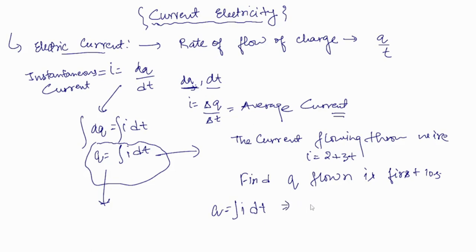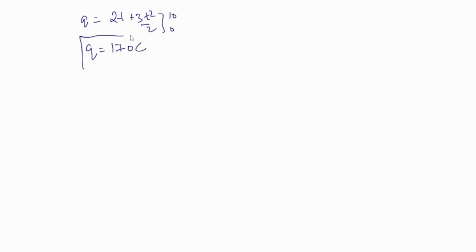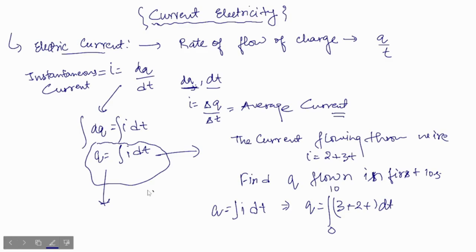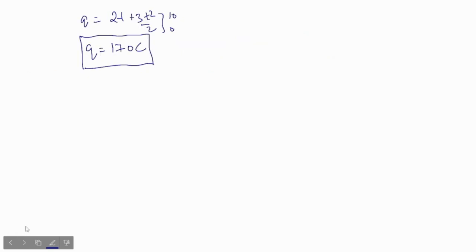So from here you can get q is equal to the integral of I, given as 3 plus 2t, dt, and you need to find the charge flown in the first 10 seconds, meaning the time will be from 0 to 10. Simply solve this integration and you will get q is equal to 2t plus 3t square by 2 from 0 to 10. So q will be 170 coulomb. This will be the net charge crossing the given cross section area. This was a very basic question.